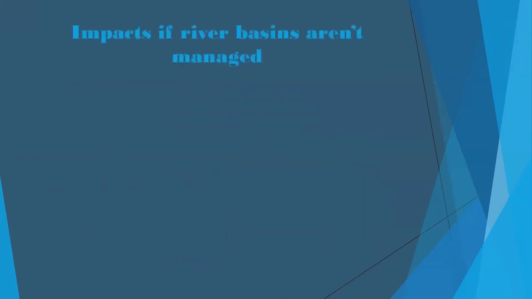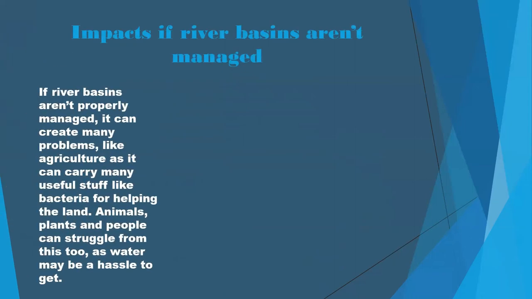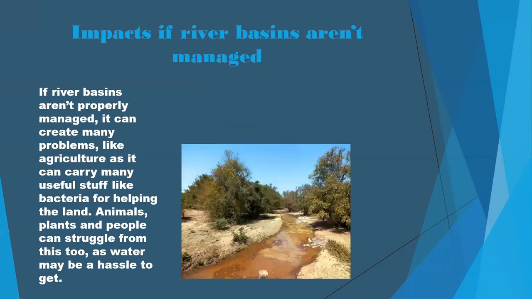Impact if river basins aren't managed. If river basins aren't properly managed, it can create many problems like agriculture, as it can carry many useful things like bacteria for helping the land. Animals, plants, and people can struggle from this too, as water may be a hassle to get.